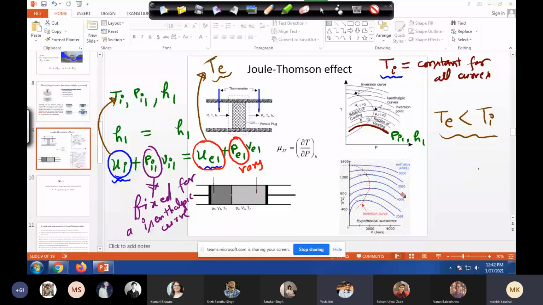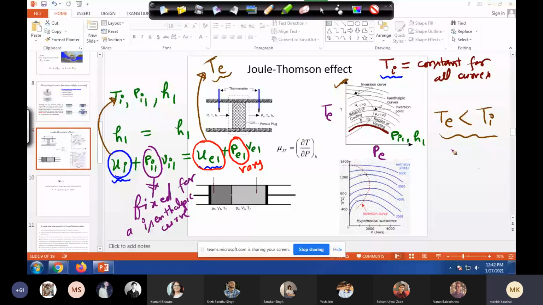Sir, I could not get why Ti should be constant for all curves. Why not? See, what is our experiment? What are we measuring in this curve? What is our data point which we are noting down? TE and PE. So we play with P and we measure TE, right? So then, if you vary TI and PI also, how will you mark those curves?